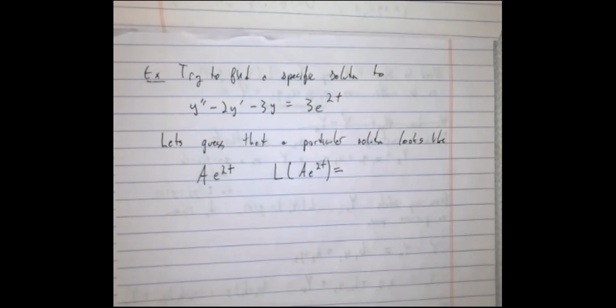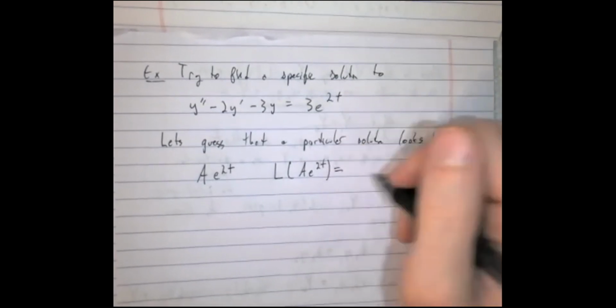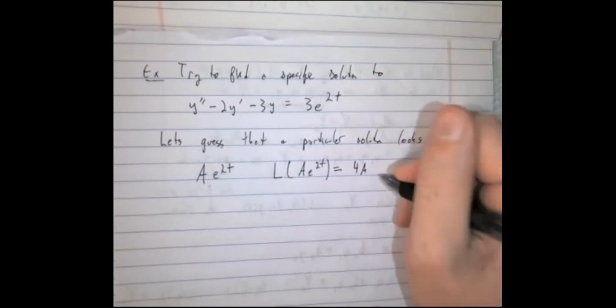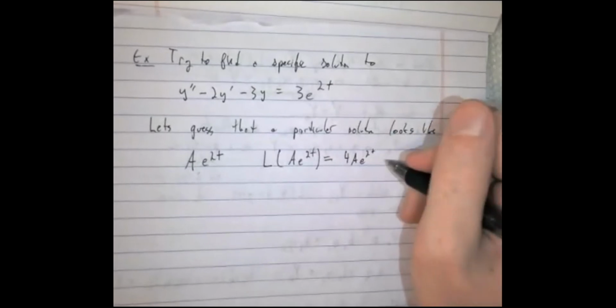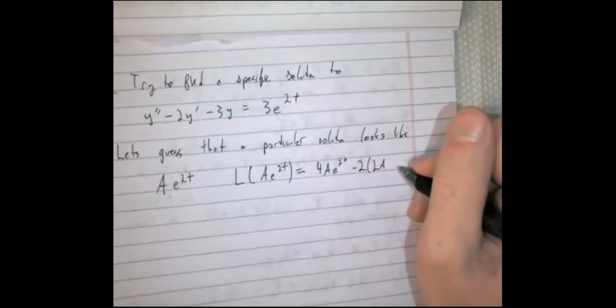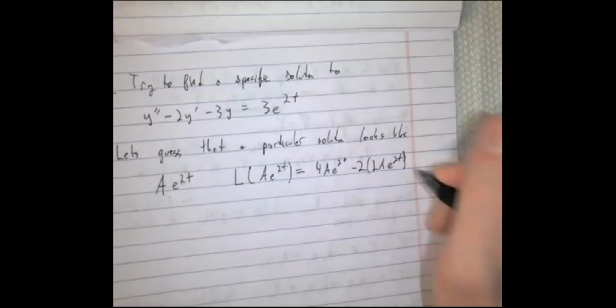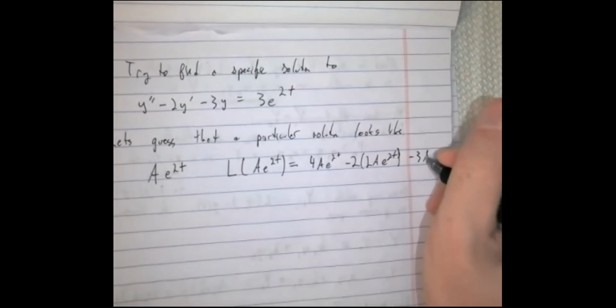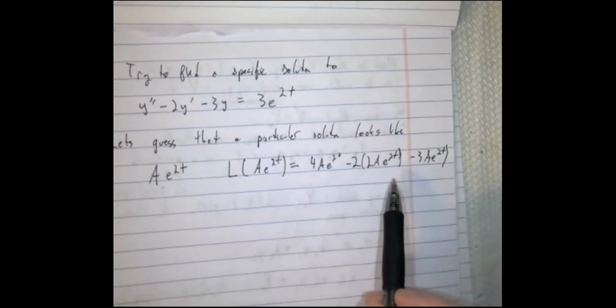Three e to the 2t. So let me just do it step by step. When I take the second derivative here, I get 4a e to the 2t, minus 2 times the first derivative, so 2a e to the 2t, minus 3 times a e to the 2t. And this whole thing is going to be minus 3a e to the 2t. Do you agree?